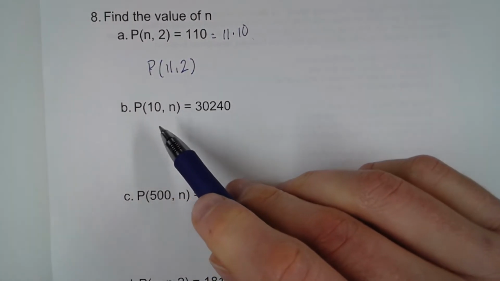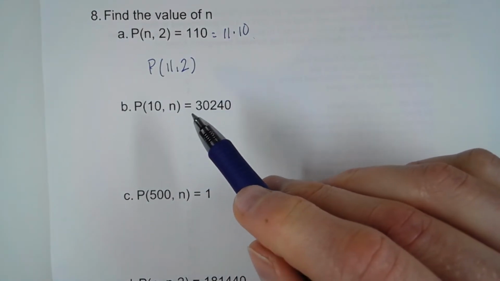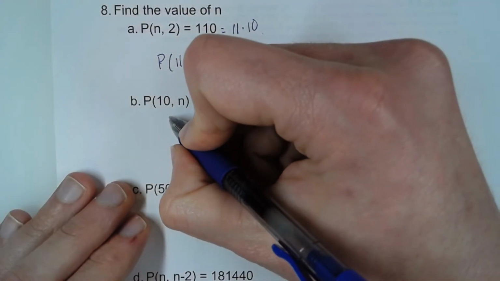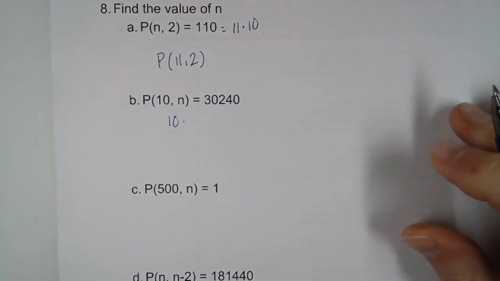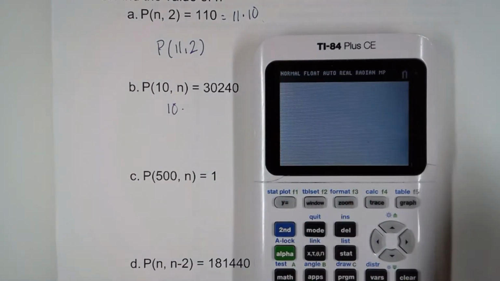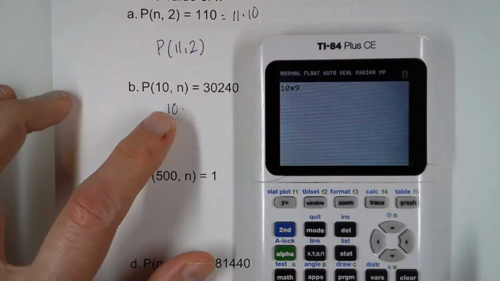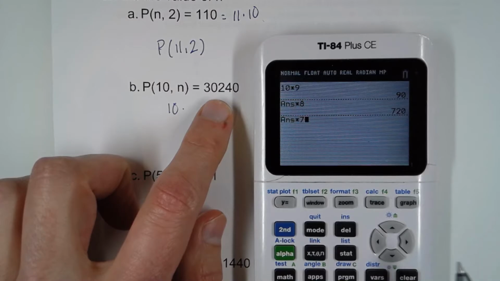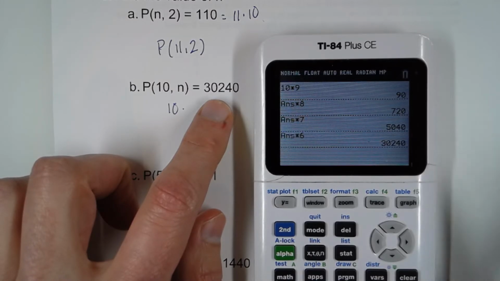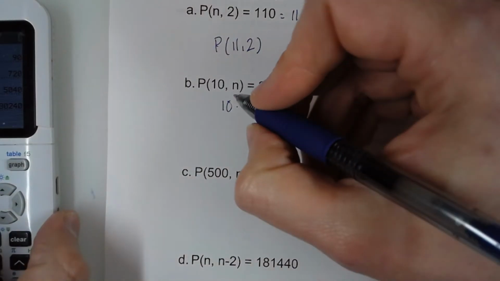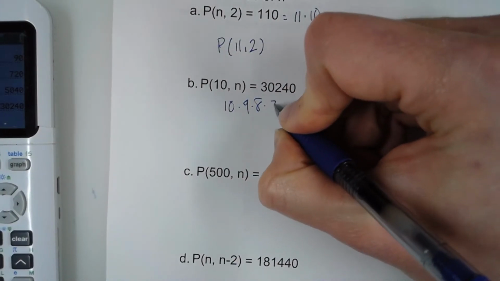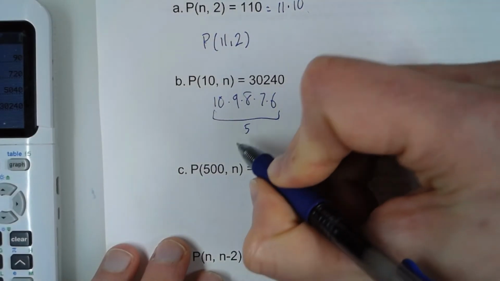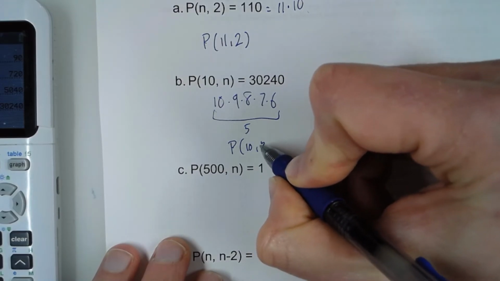Letter B. Here we have P(10, n). Now with this one, what we're doing is we're starting with 10 and we're multiplying until we get 30,240. So I'm just going to do a little guess and check here for this one. So 10 times 9, nope. Times 8, nope. Times 7, nope. Times 6, there we go. So that's what this equals. 10 times 9 times 8 times 7 times 6. So how many numbers are there? There are 5. So that is what this equals. P(10, 5).